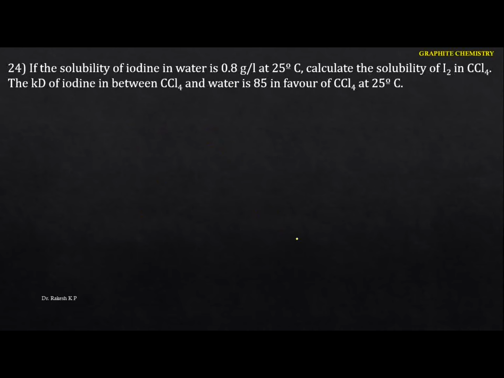If the solubility of iodine in water is 0.8 gram per liter at 25 degrees Celsius, calculate the solubility of iodine in carbon tetrachloride. The partition coefficient of iodine between carbon tetrachloride and water is 85 in favor of carbon tetrachloride at 25 degrees Celsius. So here you have to calculate the solubility of iodine in the carbon tetrachloride.